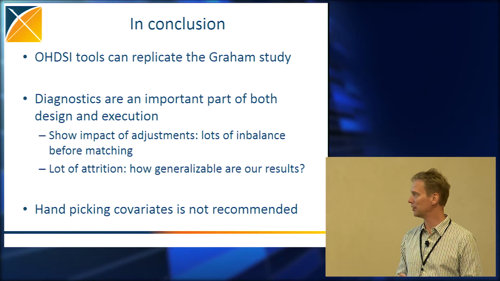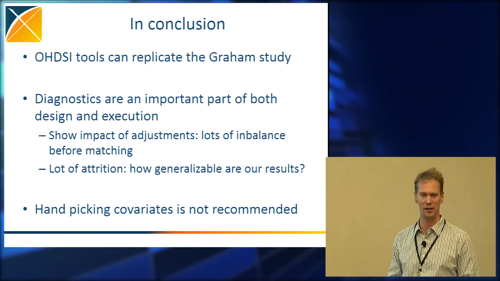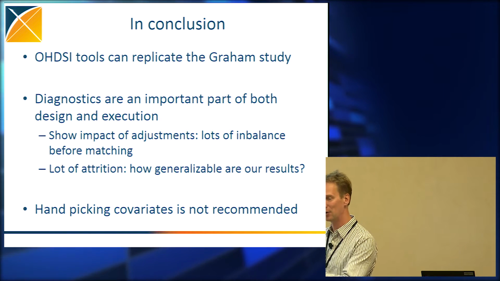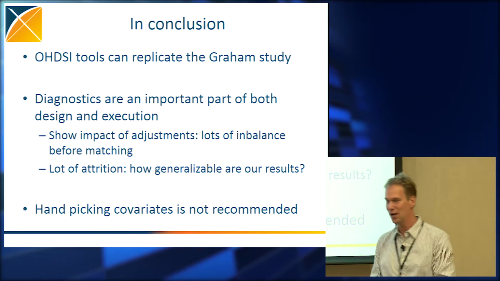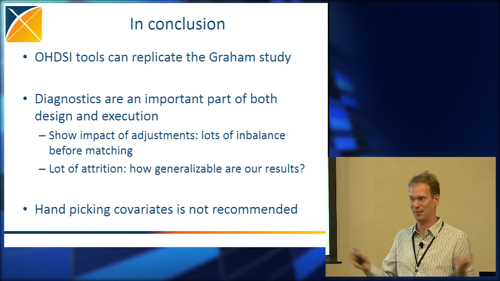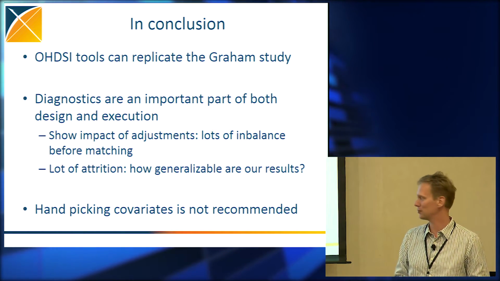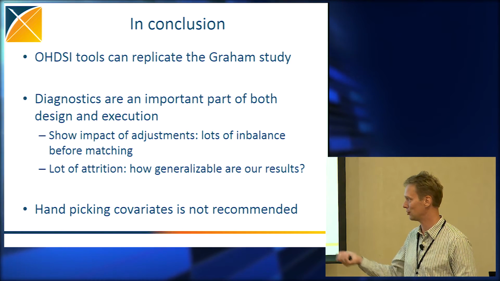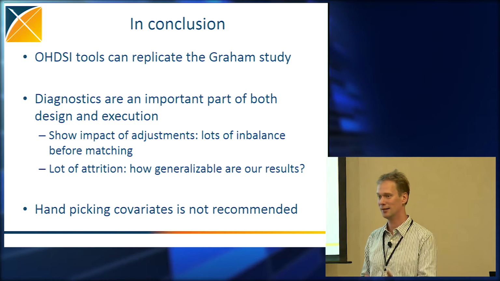And then one question that came up earlier is, what does that do to the generalizability of our results? Because now we have a finding, but it only applies to the people that ended up all the way at the end of our analysis, which is not the same group that we started with. So does that generalize? I don't know. Maybe there's a different effect in that overall population. So that is something to think about. And so we do not recommend handpicking covariates, but it is supported by the package.